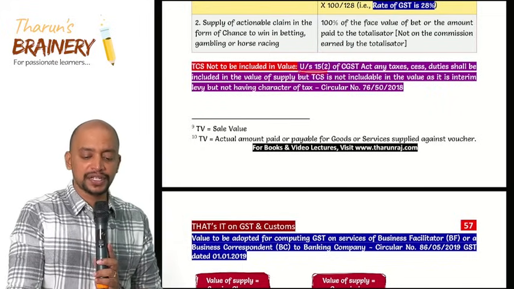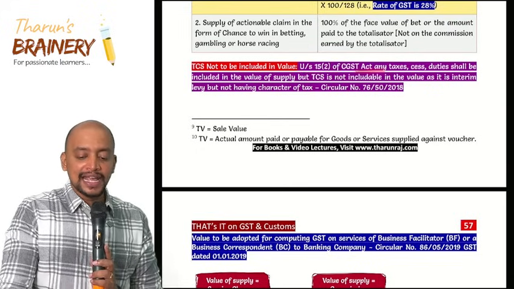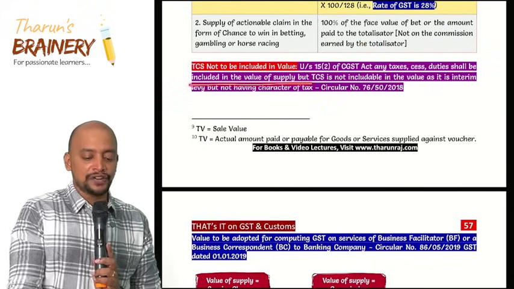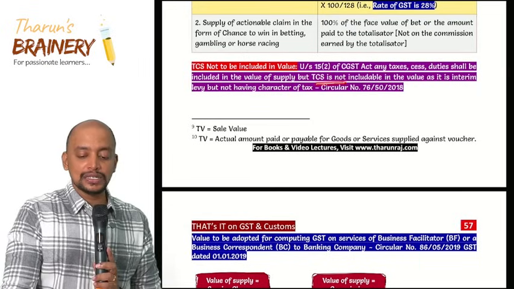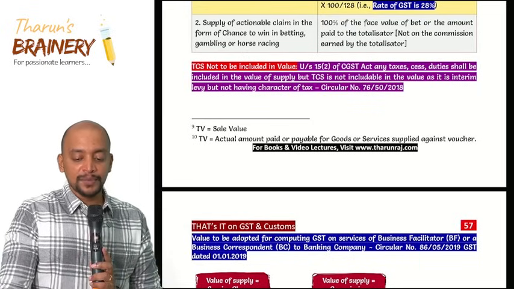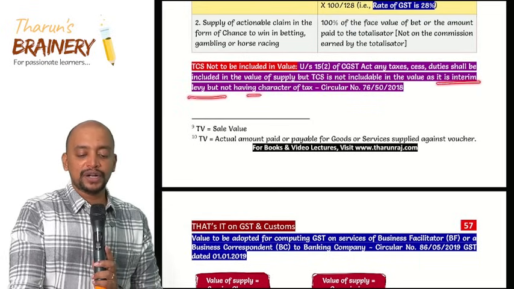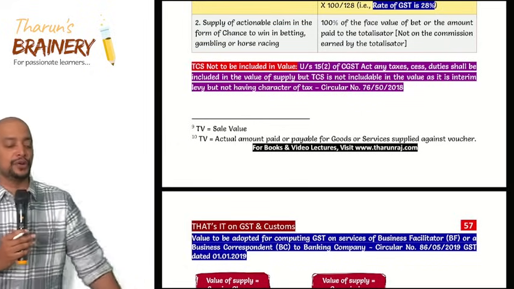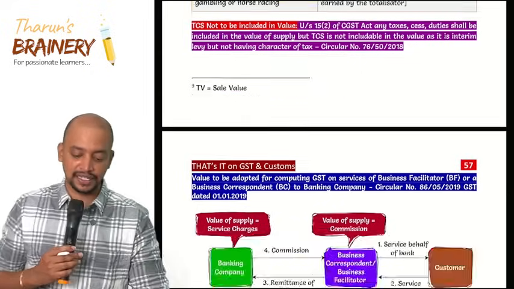Under section 15 subsection 2 of the CGST Act, any taxes, duties shall be included in the value of supply, but TCS is not includable in the value. Why? Because it is an interim levy but not having the character of tax, that's why there is no need to include it. That is as per the CBIC circular.